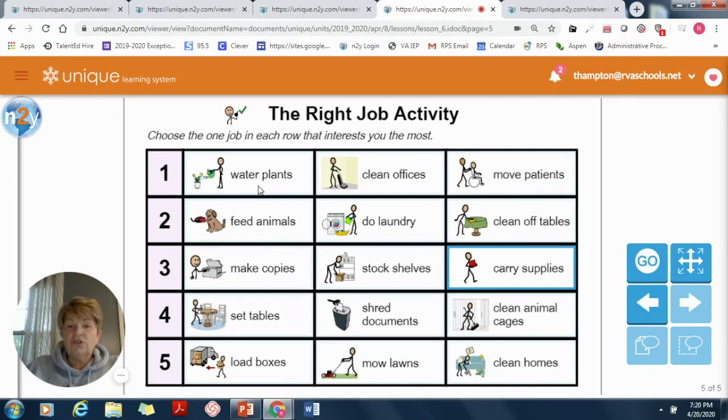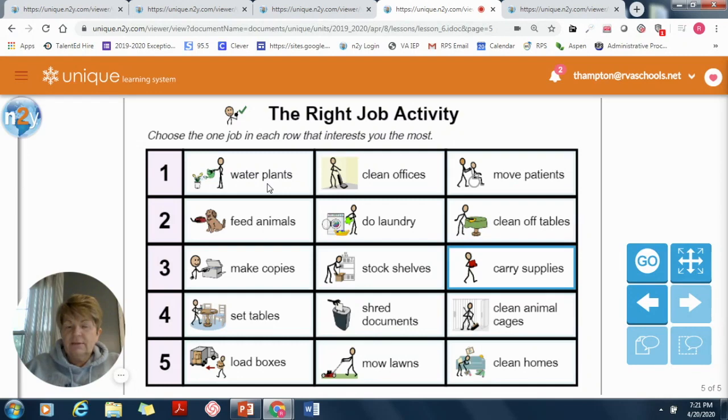What job interests you most? You might like 2 of them, or you might like all 3, but if you have to choose one single job, what job is most interesting to you? Is it watering plants, clean offices, or move patients? Most interesting. Think about it for just a minute.